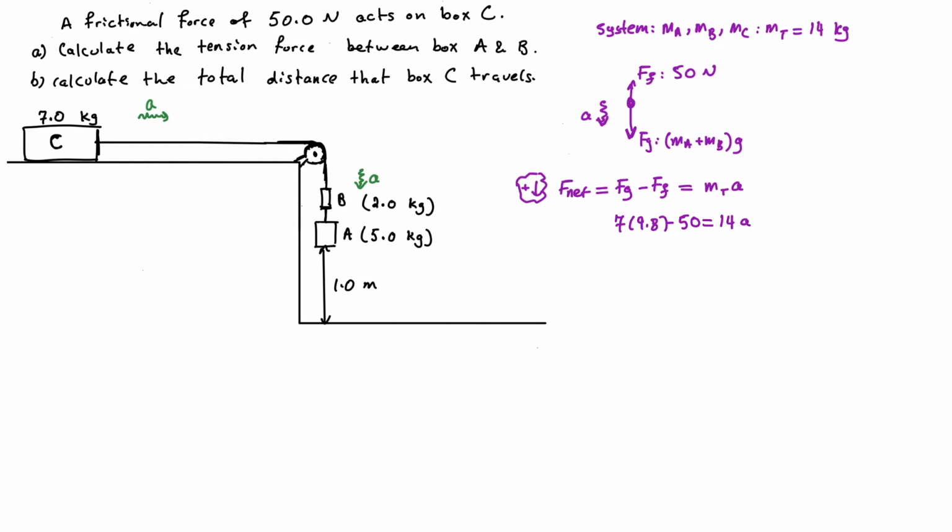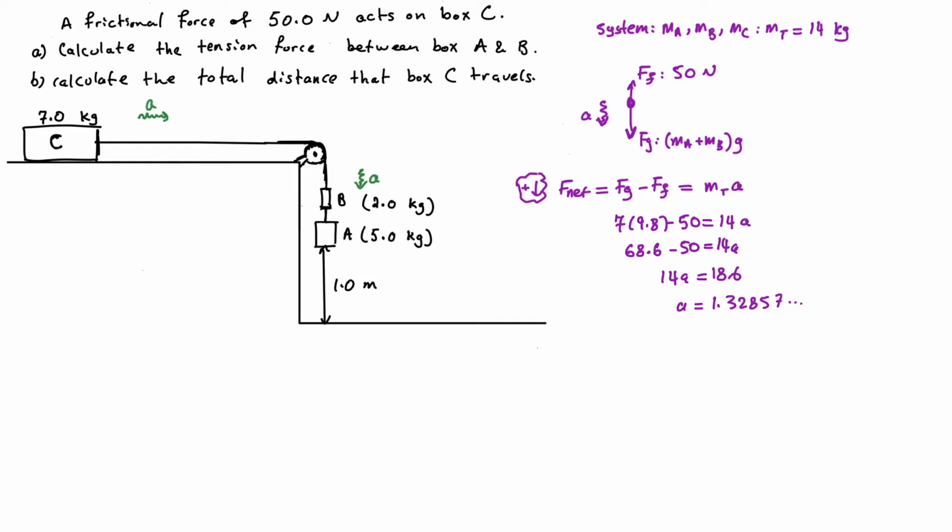Let's put in some numbers. This is 68.6 minus 50, and that's 14a. So 14a will equal 18.6, and divide everything by 14, and I will get a equals 1.32857 dot dot dot, and I'm going to keep the exact value in my calculator for future calculations.